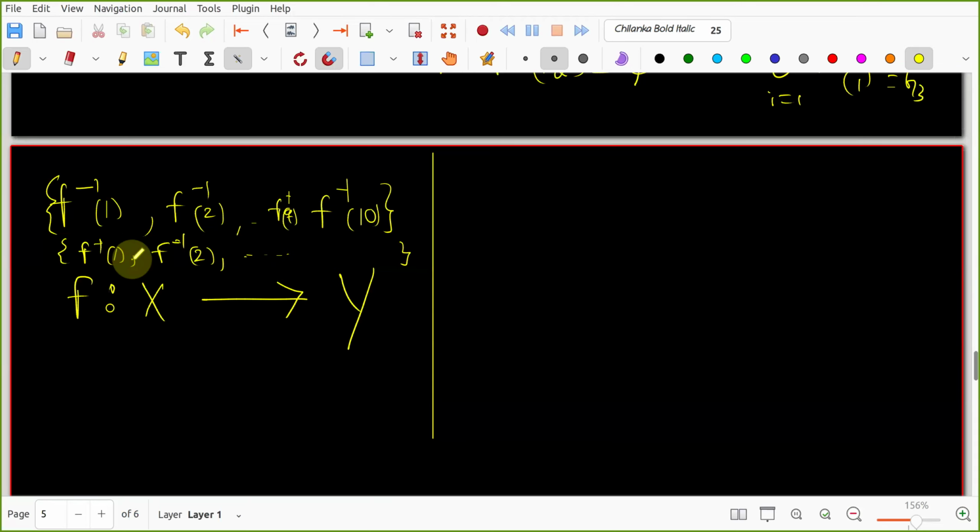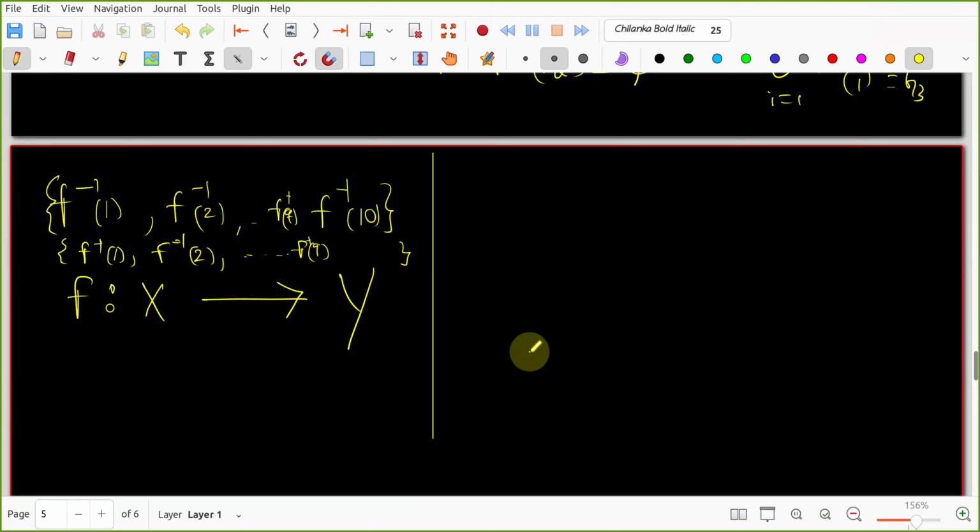The union is G3 only. Still the union is G3 only, even though we have infinite sets. Why is it G3 only? What is the union up to F inverse 9? It is G3. Even after including F inverse 10 it is G3, because F inverse 10 is the empty set. F inverse 10, F inverse 11, they're all empty. Union is not affected by that, right? Yes, good.